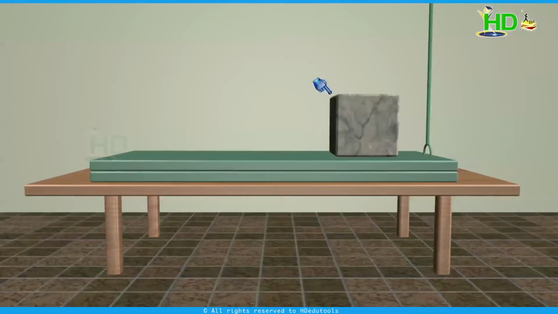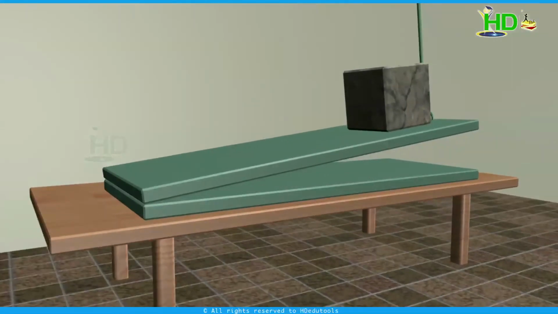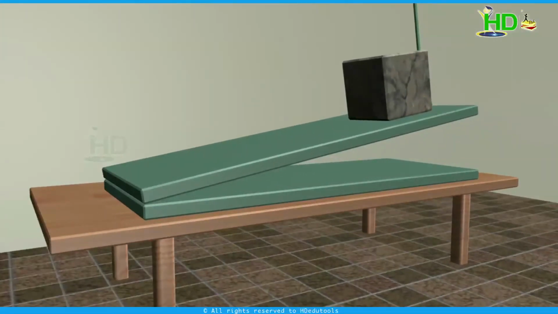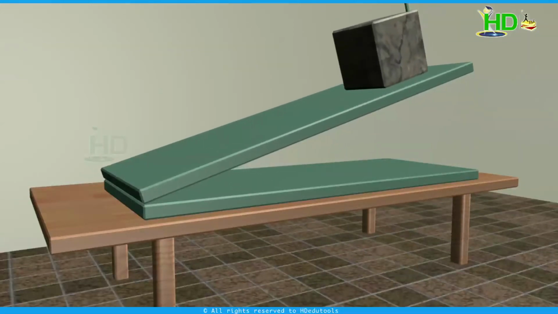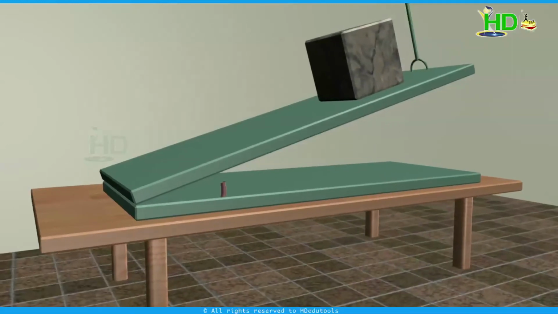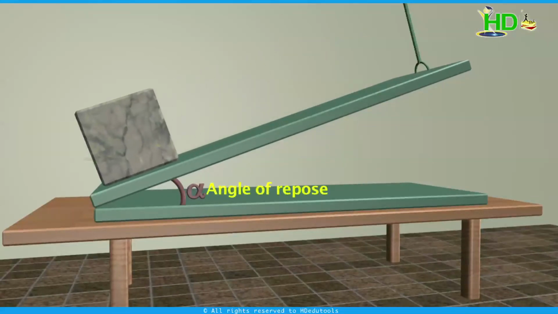Consider an object placed on an inclined plane. Suppose we go on increasing the inclination of the plane, then what can we observe? Now you take this activity. Suppose the object is like this, can it slide? No. If you go on increasing the inclination of the plane, at a particular inclination, the body will slide down. This angle where the body starts sliding is called the angle of repose. Angle of repose is nothing but the angle of the inclined plane at which the body starts sliding down.